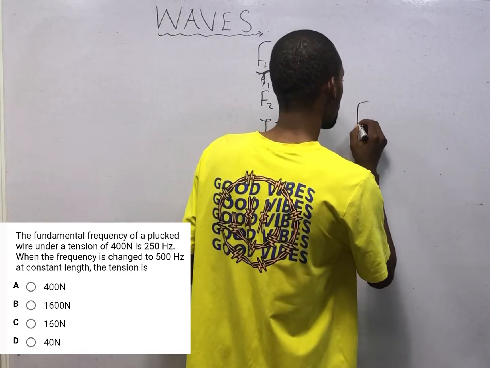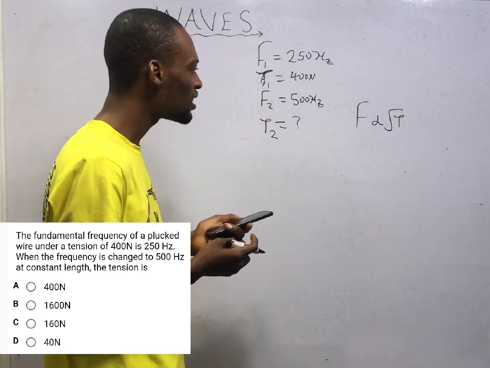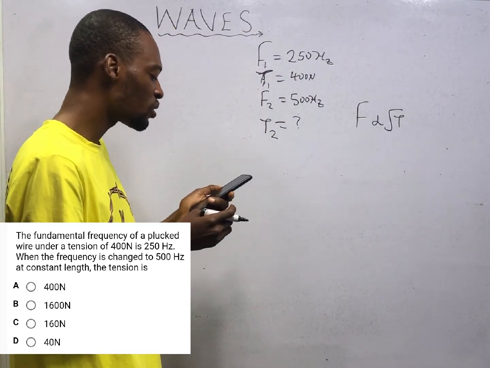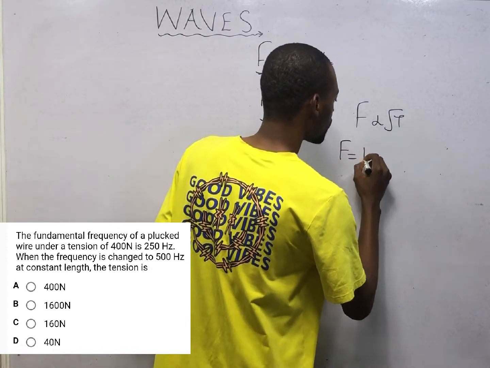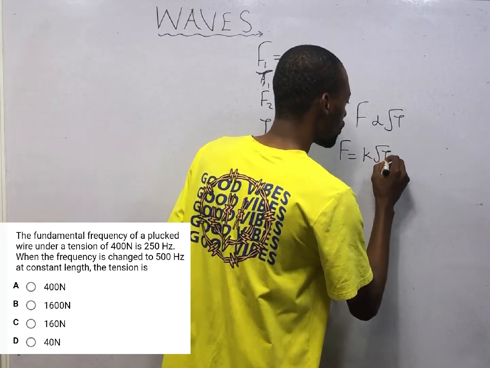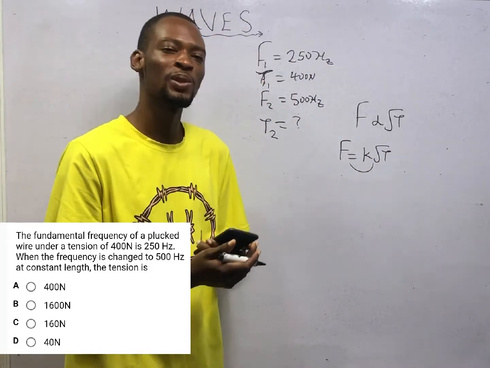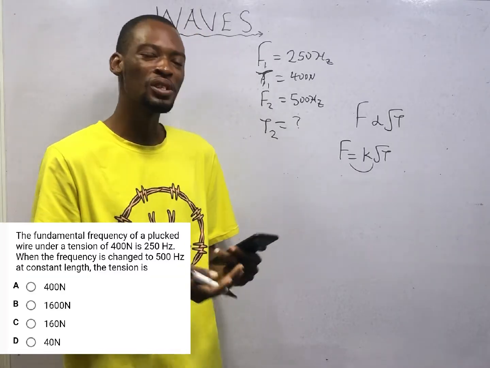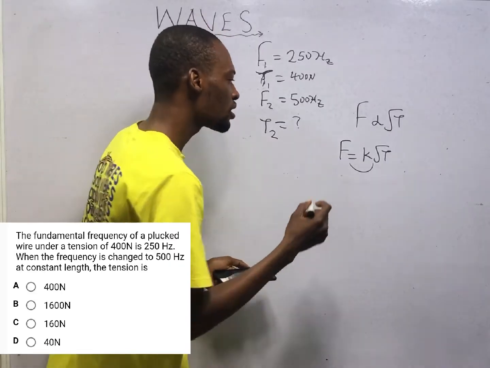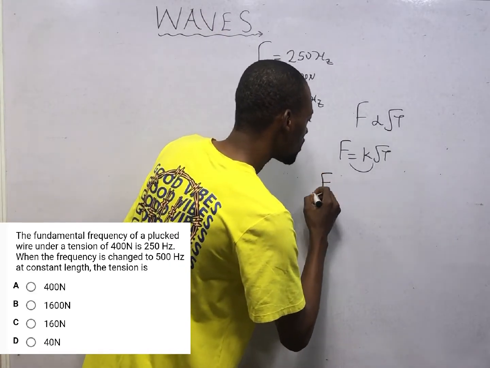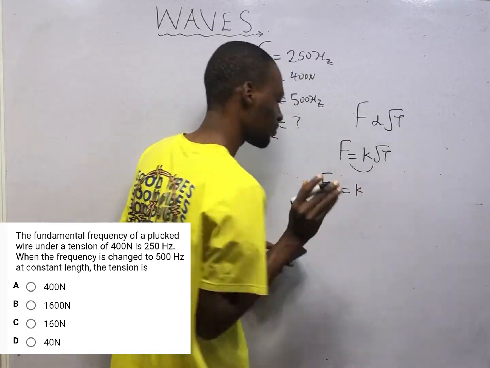Now look at it. Frequency is directly proportional to the square root of tension, which means frequency is equal to k times the square root of tension. Like y equals kx, we don't solve with the proportionality symbol. We simply convert to an equality symbol to introduce k. If this is true, it simply means that frequency divided by the square root of tension is constant.